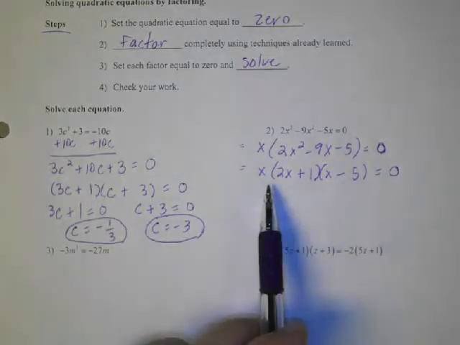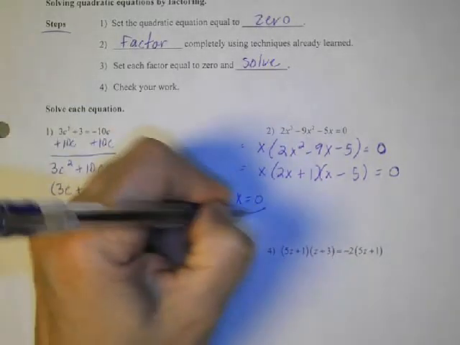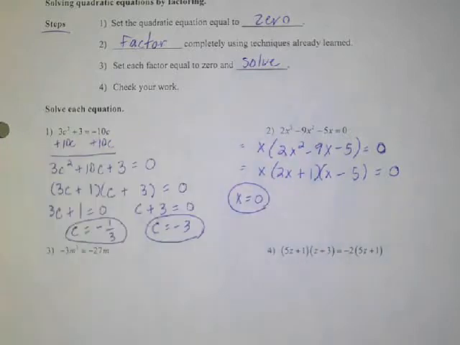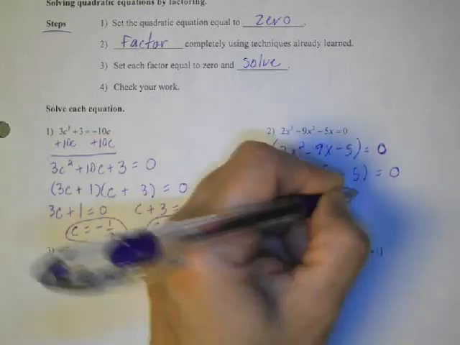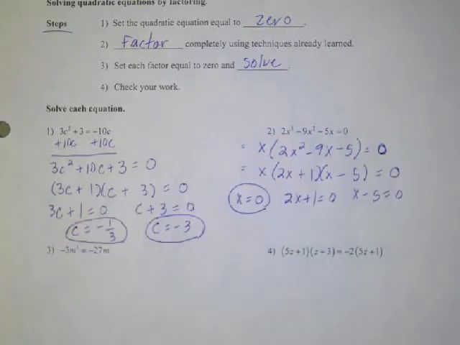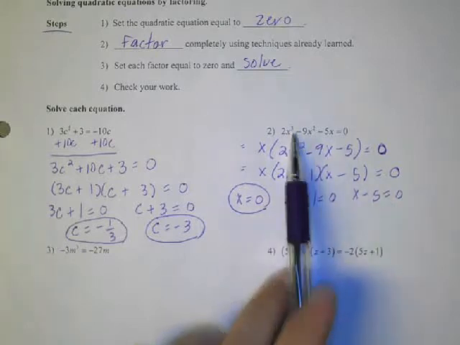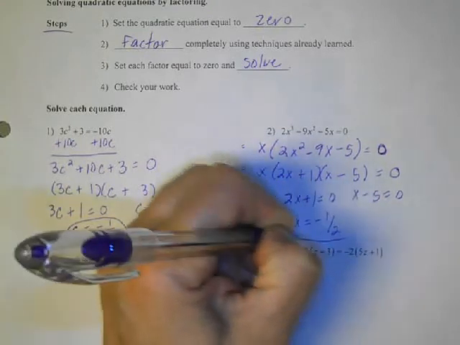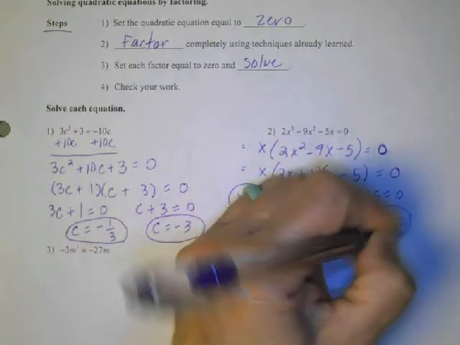Now I'm going to set each of these to 0. So x equals 0 is my first answer because this x needs to be set to 0. 2x plus 1 is also 0, and x minus 5 is 0. I'm going to solve these and have 3 answers. Remember, 3 answers because of power of 3. X is negative 1/2, and x is 5.